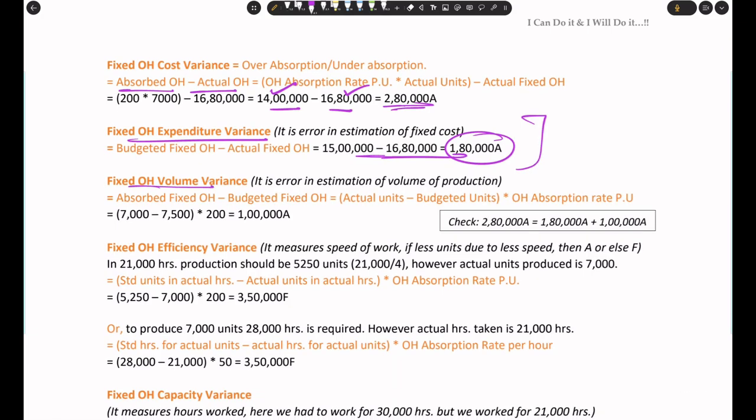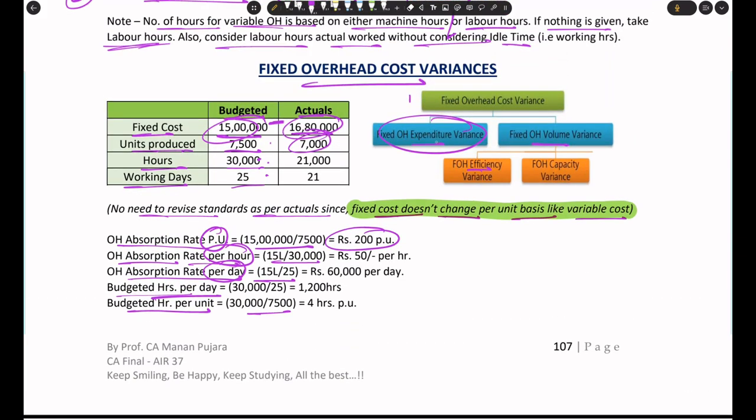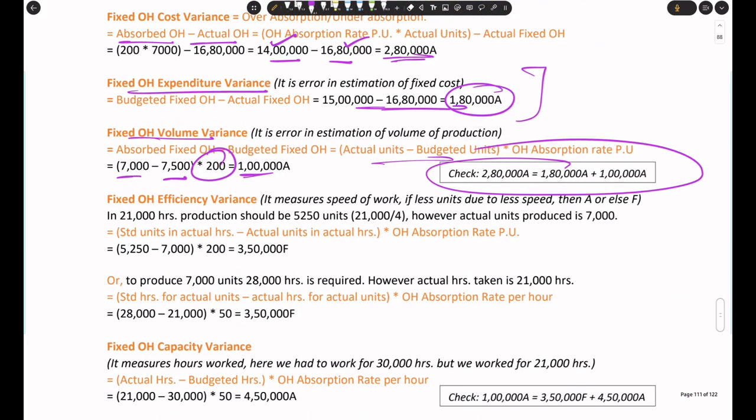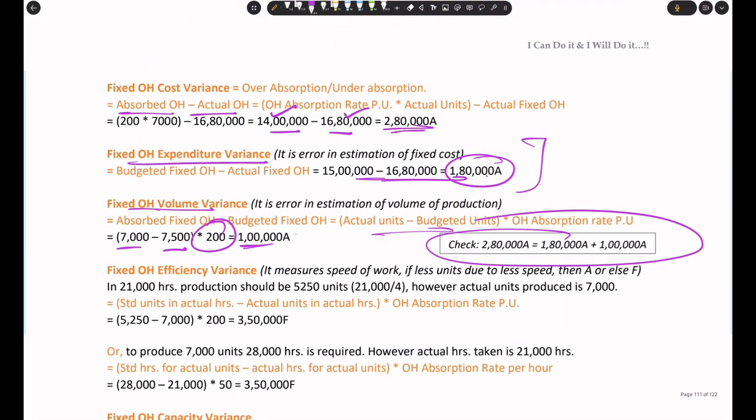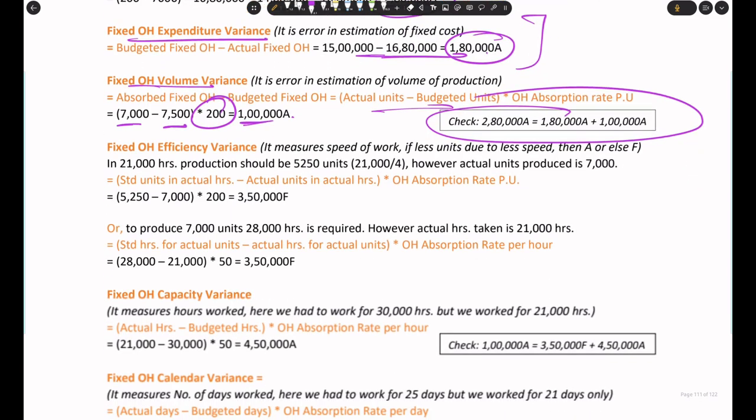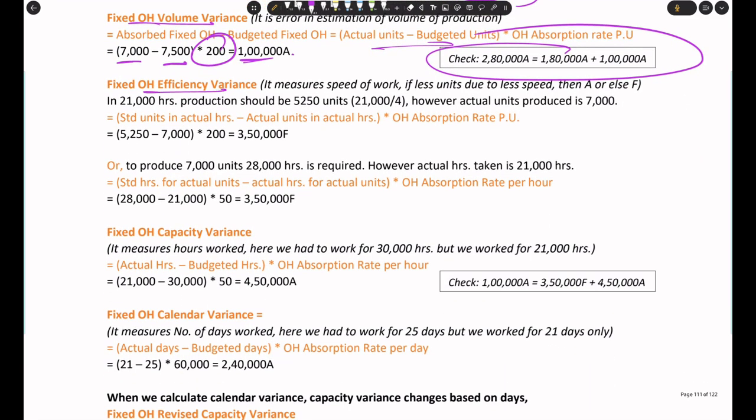Then next is fixed overhead volume variance. Here we change the quantity, that is actual unit minus budgeted unit. Actual unit 7,000 minus 7,500 into the overhead absorption rate per unit that we calculated. The calculation earlier makes the process easy. The answer is 1 lakh. This is just the verification you will see in the chart: expenditure plus volume is equal to the overhead cost. 1 lakh 80,000 plus 1 lakh is equal to 2 lakh 80,000. So hence verified.